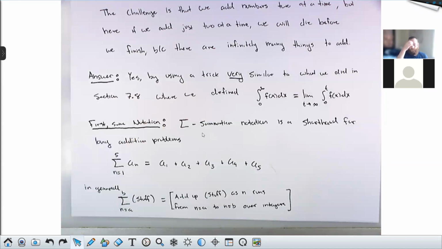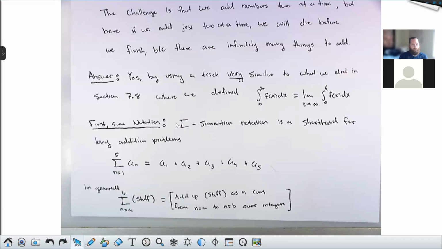The place you will see this in Calc 1, of course, is with Riemann sums. When you were first defining areas under curves or approximating them using rectangles, the Riemann sum was written using the capital sigma notation. And if you're lucky and you have a good pre-calculus class, you'll get at least some treatment of this stuff at the end of pre-calculus. But I know not everybody does.